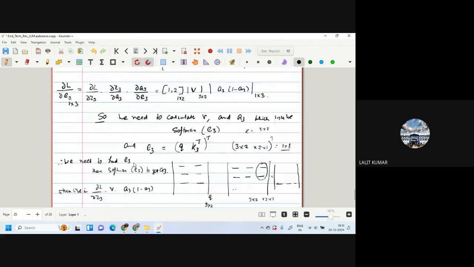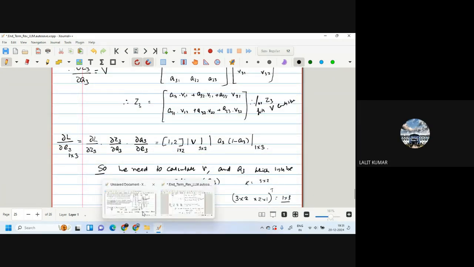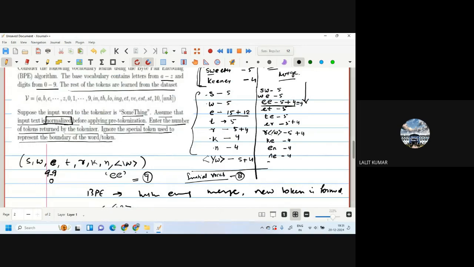Just hold on. I have opened the wrong one, I think. Okay, so here EE has occurred 9 times, pair-wise. And here E was how many times? 27. So okay, I will just give you an example. If it would have been, for example, ER, and ER was, for example, 10 times.